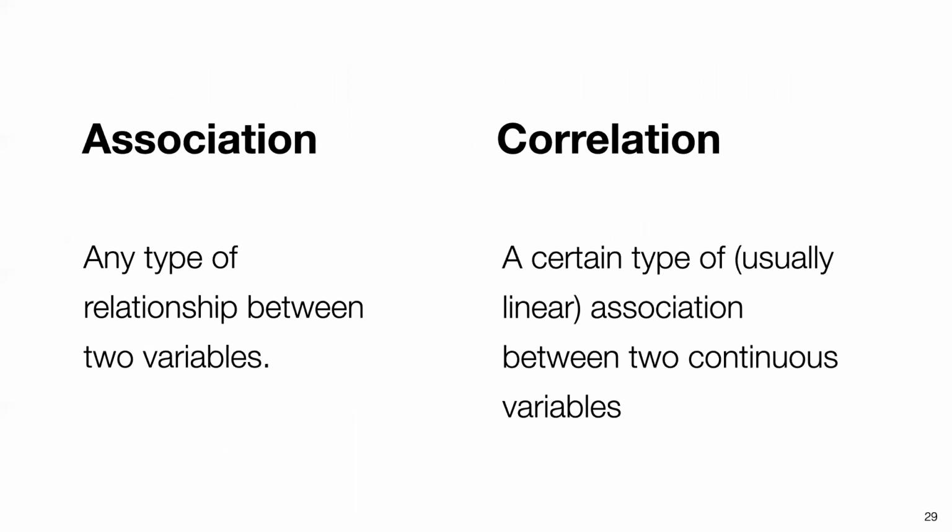It's not that big of a deal to me, personally, but if you want to go precise, associations tend to be more something involved in a categorical variable. So any type of relationship between two variables is a more relaxed concept, whereas correlation is a little more strict: a certain type of association between two continuous variables.